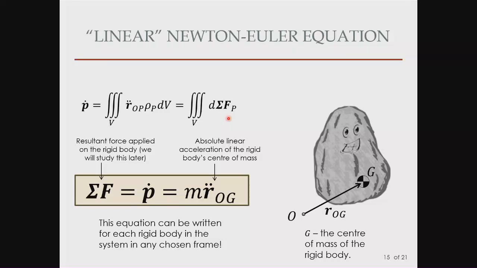As I'm looking particle by particle, I'm summing all of the forces, both internal and external. But as I'm doing one big sum, all the internal forces will cancel out. This is what I'm trying to say. All the internal forces will cancel out, and I'm left with only the sum of all the external forces on the rigid body.